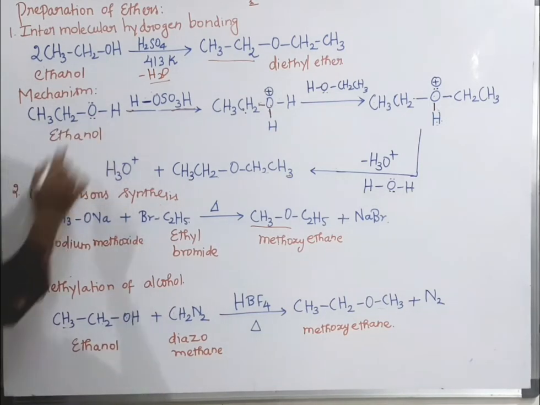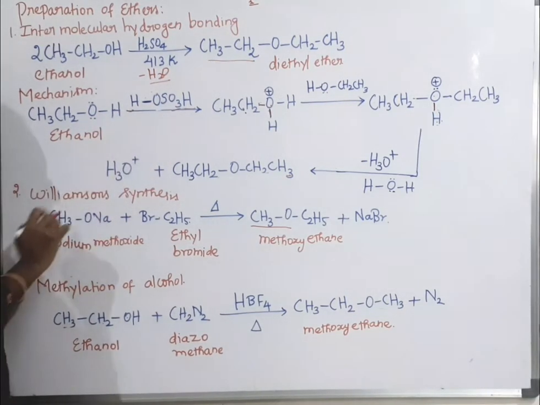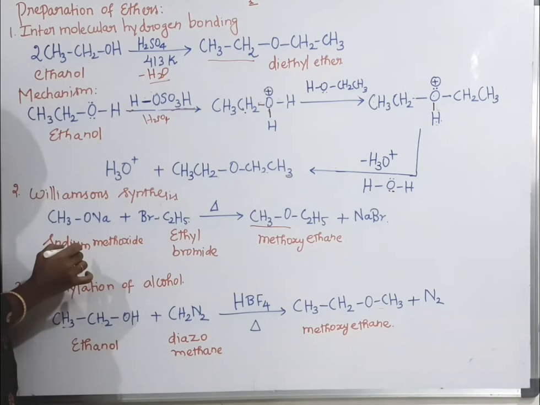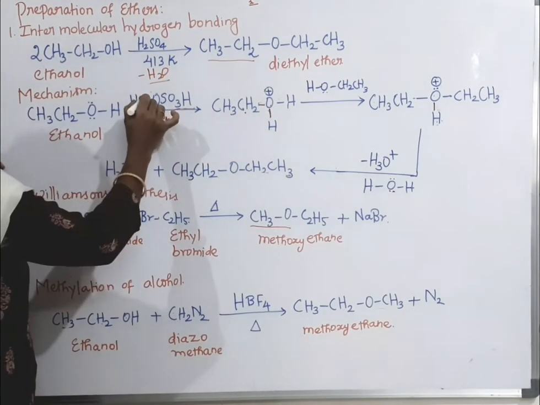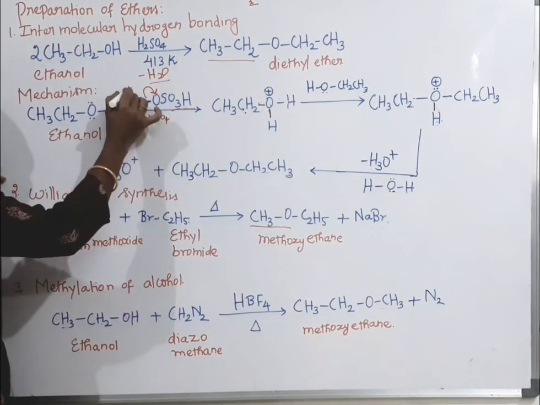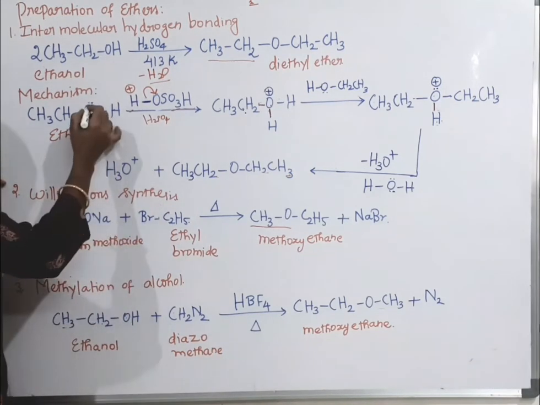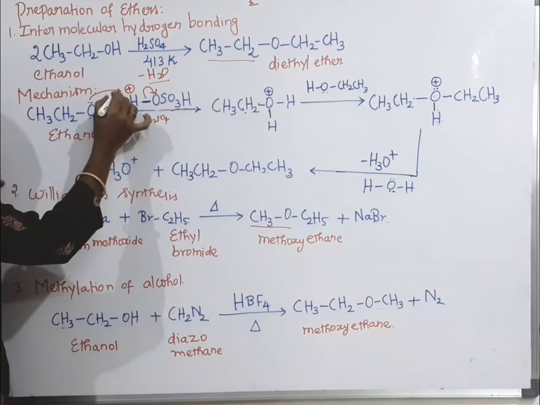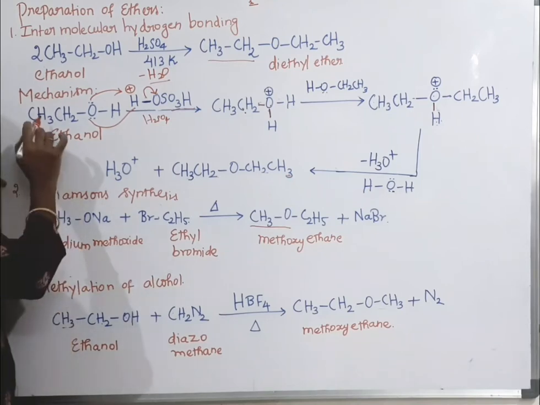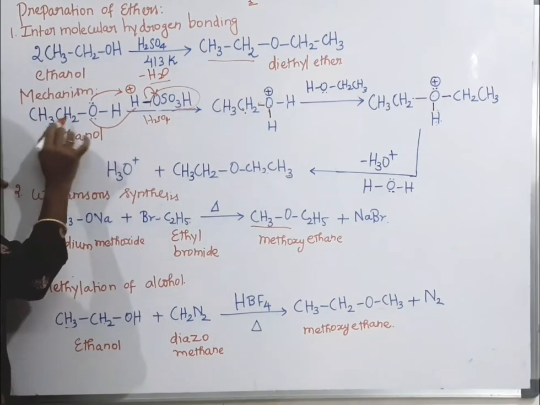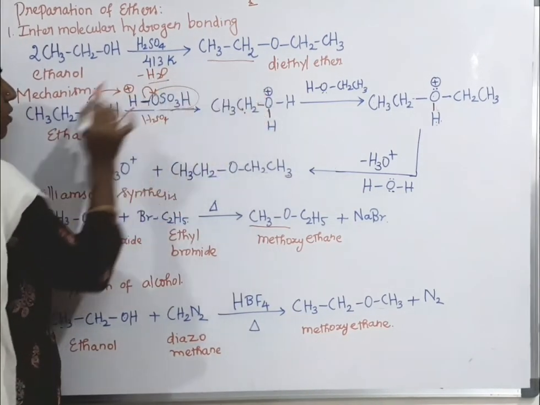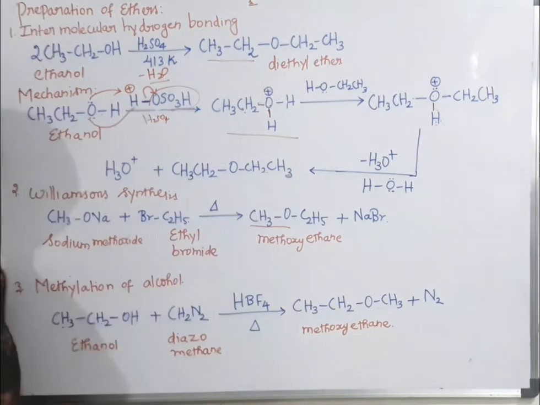First, we take the ethanol molecule. It undergoes reaction with sulfuric acid, which we write as HOSO3H. Here, this bond shifts to this oxygen, so the hydrogen carries the positive charge. This oxygen containing a lone pair of electrons attracts the hydrogen, so there is a bond formation between this oxygen and hydrogen. So this part is removed and we get CH3CH2 oxygen and hydrogen, with the oxygen carrying the positive charge. This is the first step.